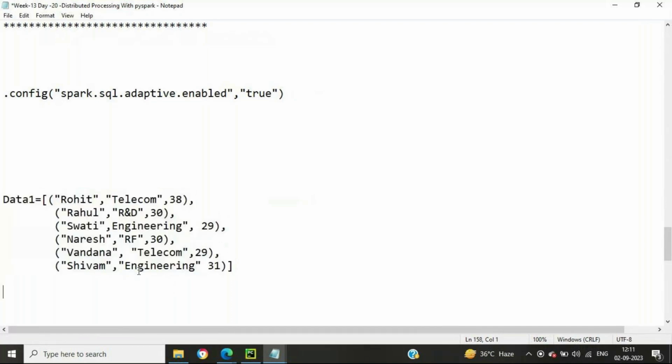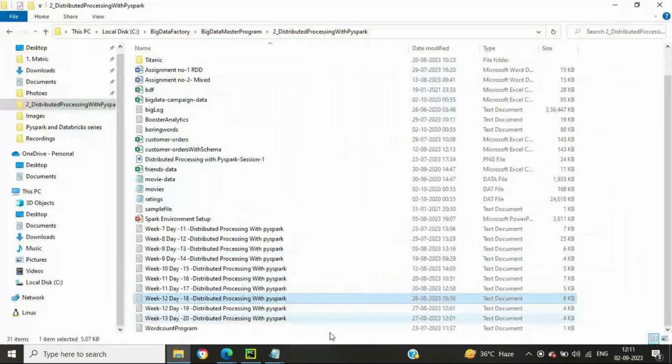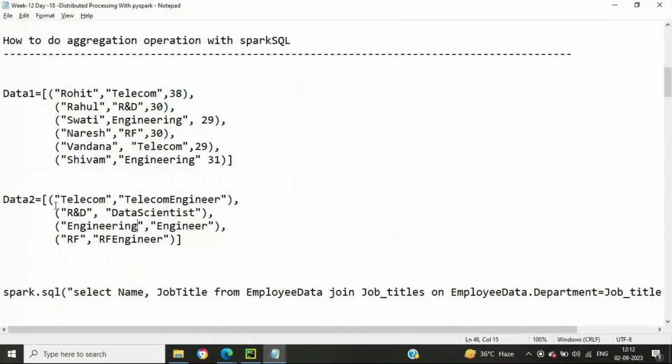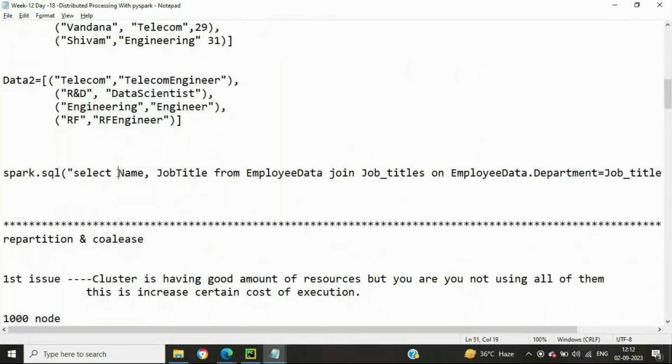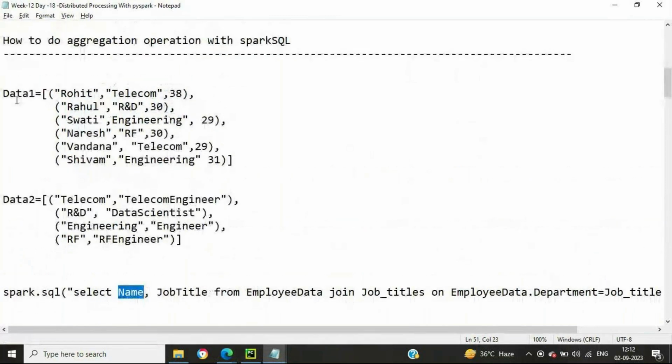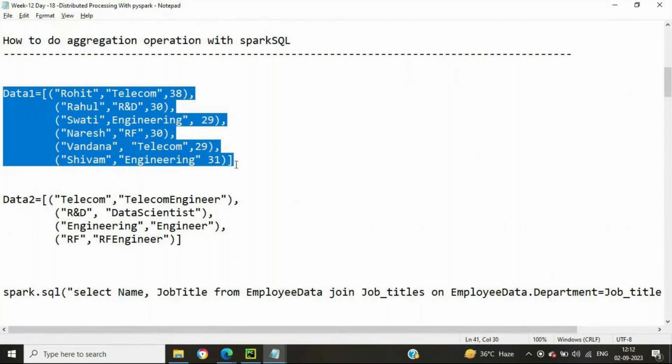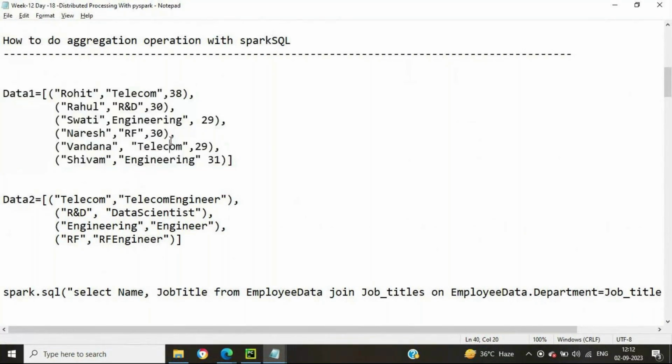You just need to tell me the name, the schema that we have given. I want the name of persons from this particular data set who are having age greater than 30 and department equal to say R&D. Yeah? That is what I want.